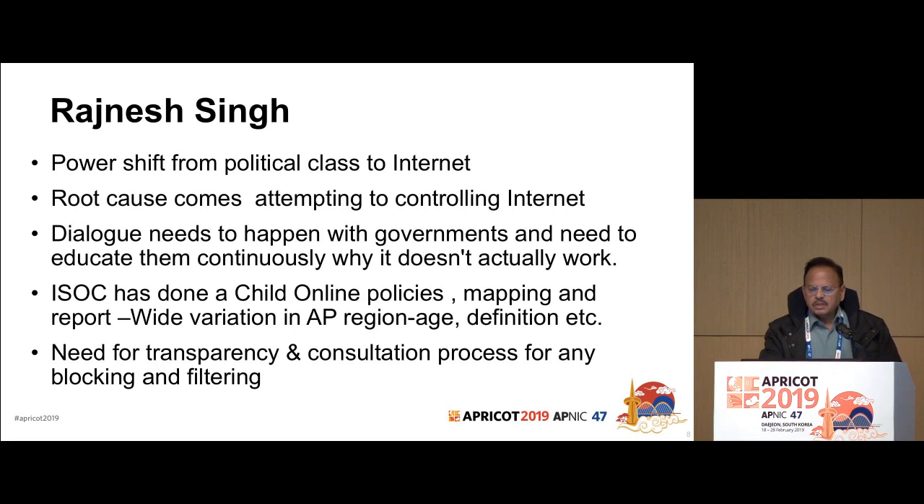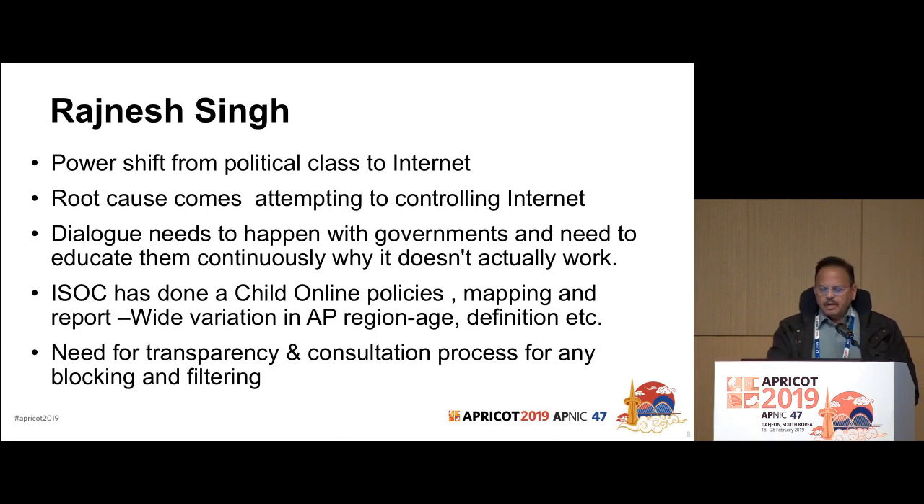Rajneesh Singh from ISOC talked about how power is shifting from the political class to the internet. Earlier the political class held all the powers, and now that is moving to the internet and the community. The root cause of the problem comes when we try to control the internet. He suggested that dialogue with governments is the only way, and since governments are constantly and dynamically changing, they need to be educated continuously on why the system doesn't work if you try to control it.